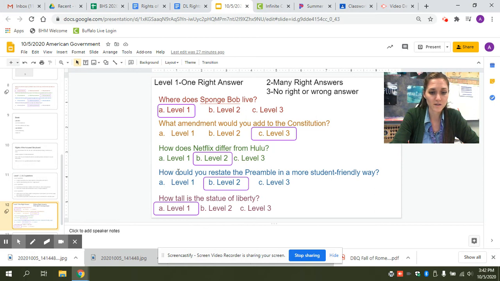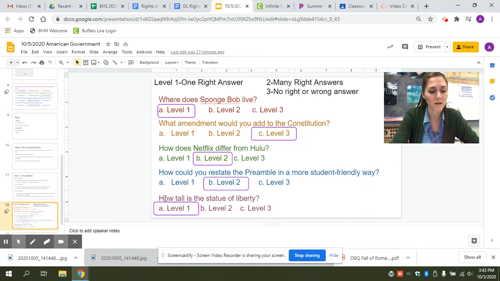All right, next one. How could you restate the preamble in a more student-friendly way? This one is a level 2. I can see how people say it's a level 3. So if you had a feeling this was more of a level 3, don't worry, you're not alone. But I'm leaning more towards level 2 because there's definitely a wrong way you could do it, right? You could restate the preamble in different words, a million different ways, but there's still at least like one way where it'd be like, that's not quite correct.